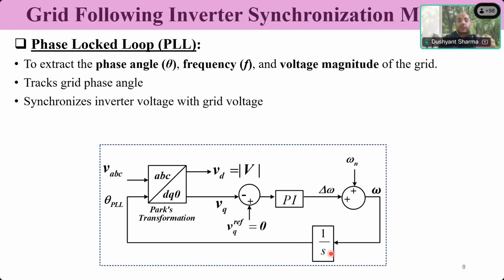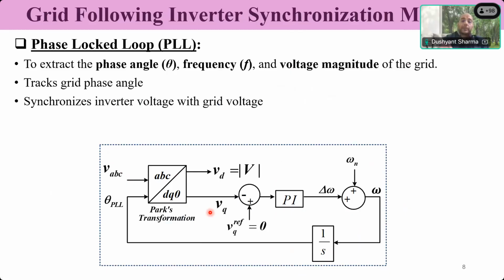So the first thing that comes in a grid following inverter control, or a grid following inverter synchronization, is a phase locked loop. What this phase locked loop will do is take the voltage VABC and convert it to VD and VQ quantities using the Parks transformation. Ideally, there are three quantities, VD, VQ, V0. V0 is usually 0. So we talk mainly about VD and VQ.